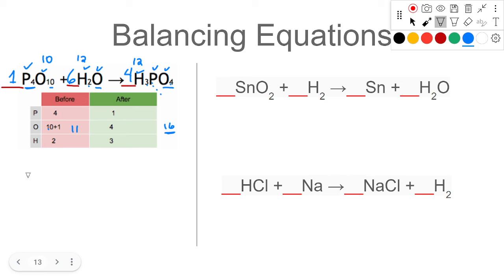Anytime you're going to mix P4O10 with water, I've got to have 6 water molecules for each one of these, and that would make 4 H3PO4s. Okay? And now that is balanced. Here's a couple more examples real quick.